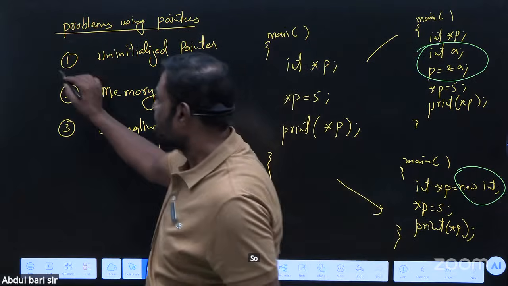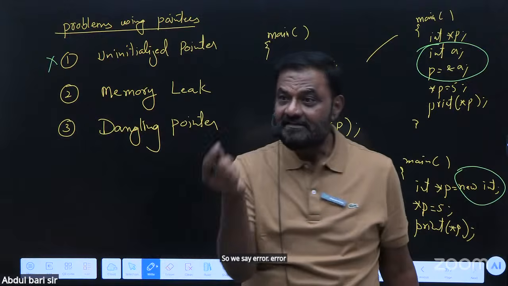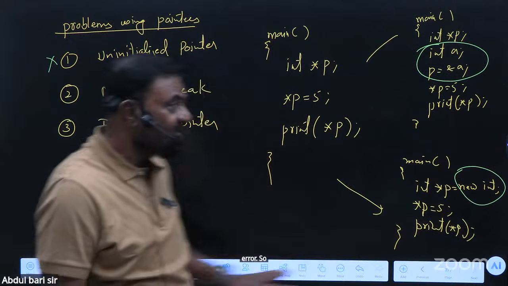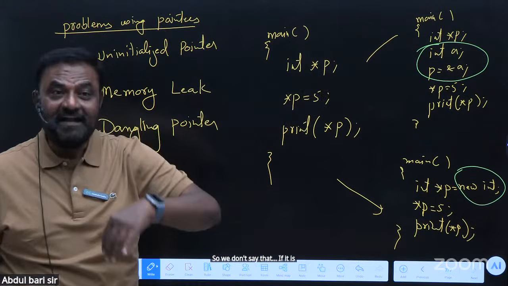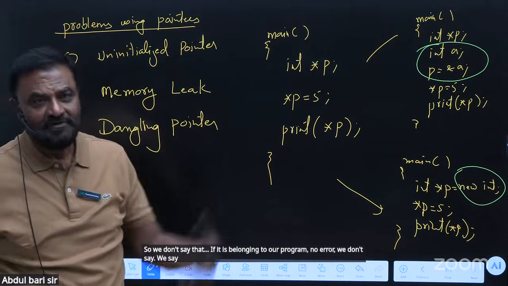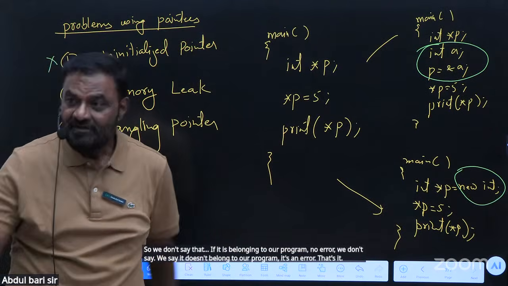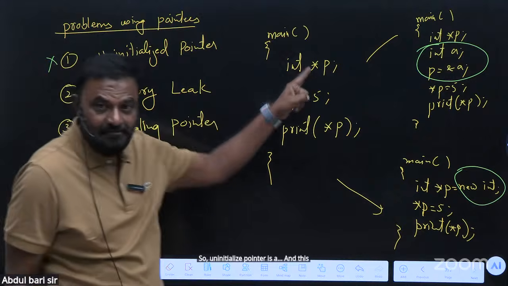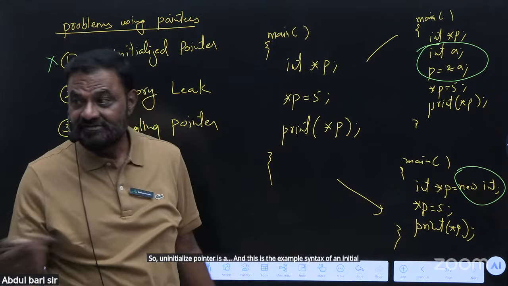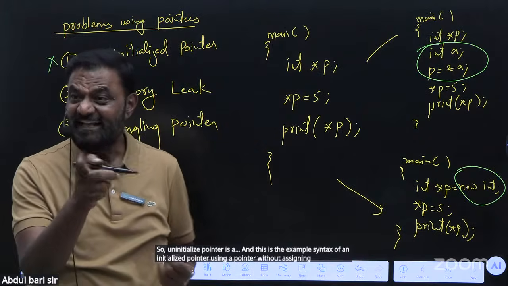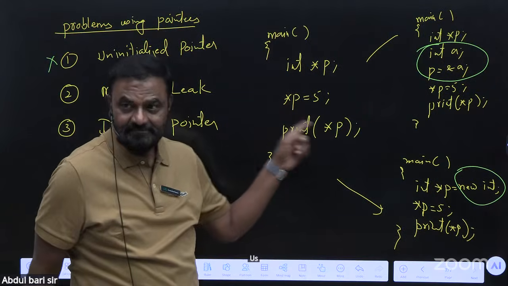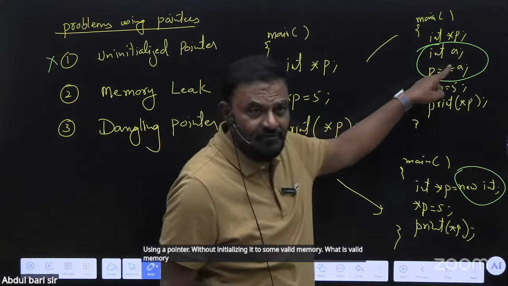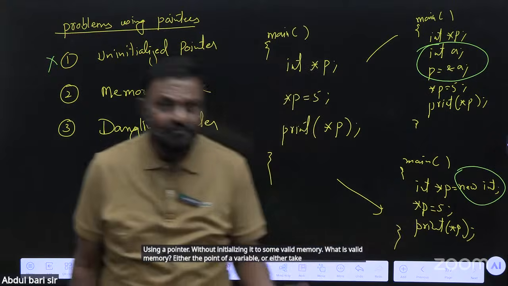So we say error. If there is even a 1% chance of error, we say it's an error. We don't say that if it is belonging to our program, no error. We say it doesn't belong to our program, it's an error. That's it. So an uninitialized pointer is an error. And this is the example syntax of an uninitialized pointer, using a pointer without initializing it to some valid memory. What is valid memory? Either point to a variable or take heap memory. Then you store the value.